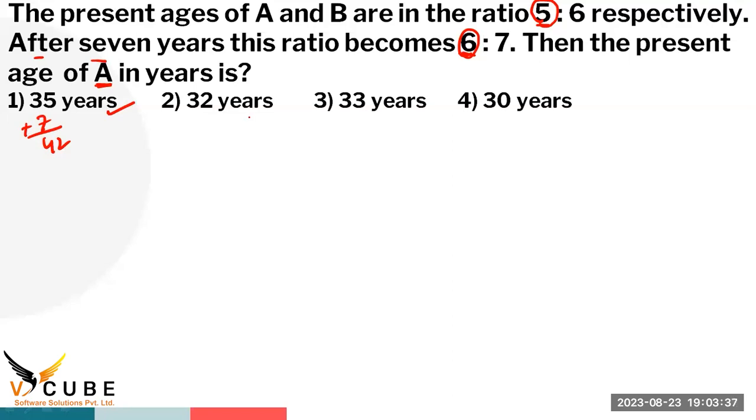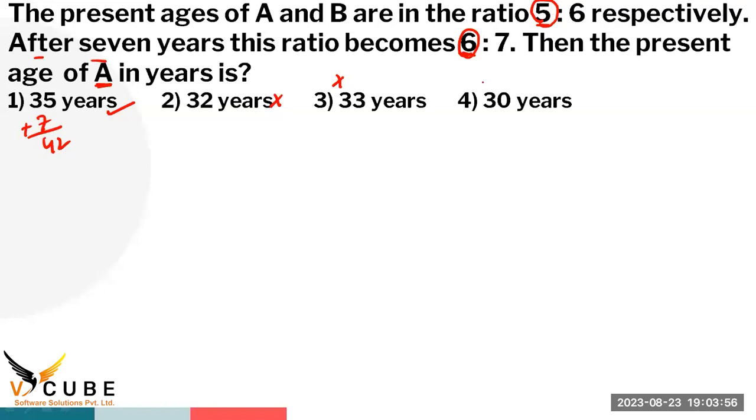Okay, for example, option 2, 32. 32 is a multiple of 5? No, that's why option 2 is the wrong option. 33 is a multiple of 5? No, sir. So option 3 is also a wrong option.